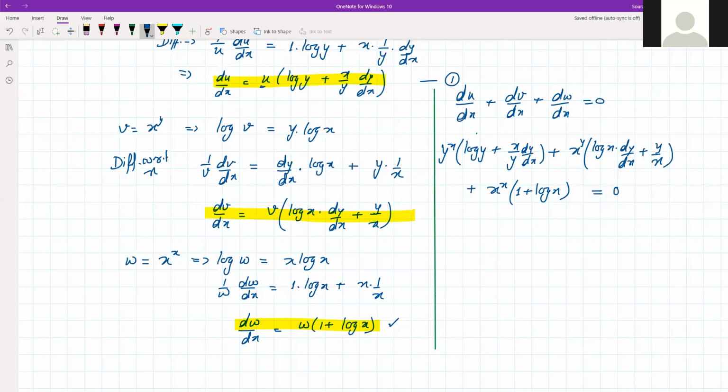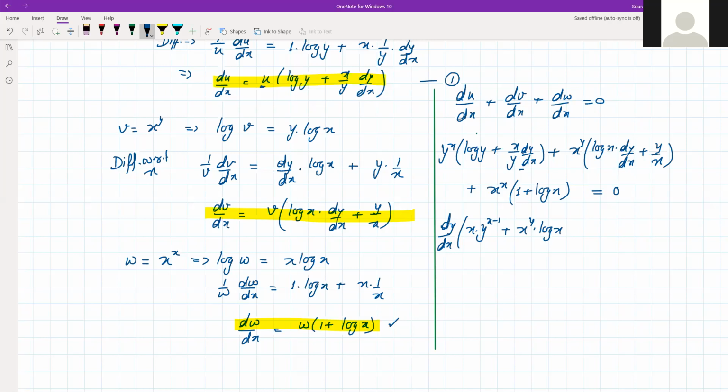So that's all. What do we have to do? We have to find dy by dx. So if I take this dy by dx common on the right hand side, I have x into y to the power x minus 1, that is this term. In the second one, it is x to the power y log x, and in the third one there is no dy by dx, so leave that as it is.